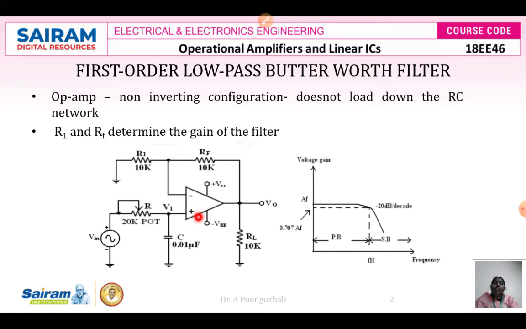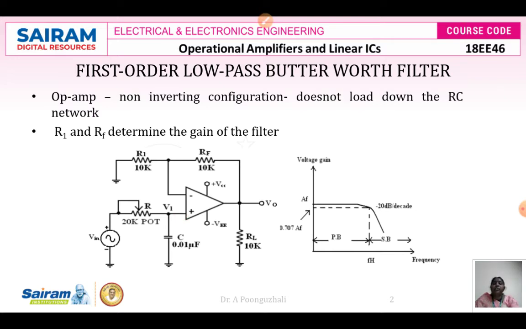For this low pass filter, the gain of the circuit is going to be decided by the feedback resistance RF and R1. Since this is connected in the non-inverting configuration and the current drawn by the input terminals of the operational amplifier is negligible, the operational amplifier is not going to load the RC network.